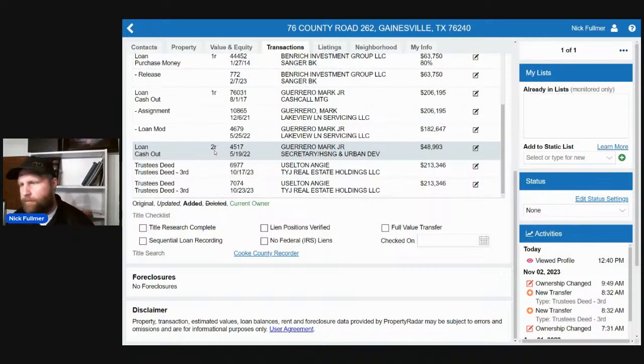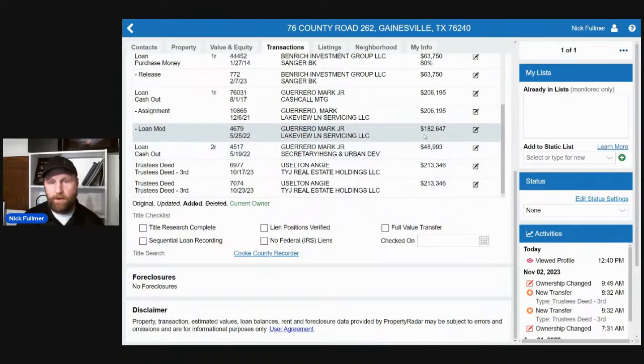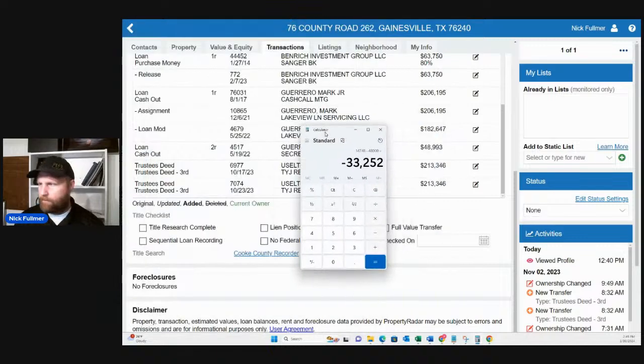So for simple math, let's just say that the 182 is what they owed at the time of the foreclosure. I can tell you it was not. It was probably worth more money than that. But for simple teaching purposes, pull out your calculator and let's just say 213,000 minus 182,000.